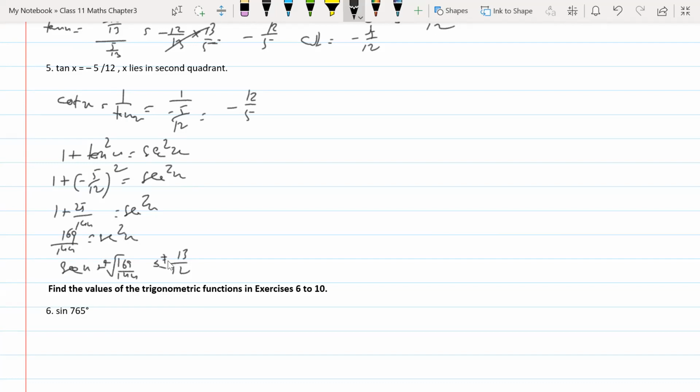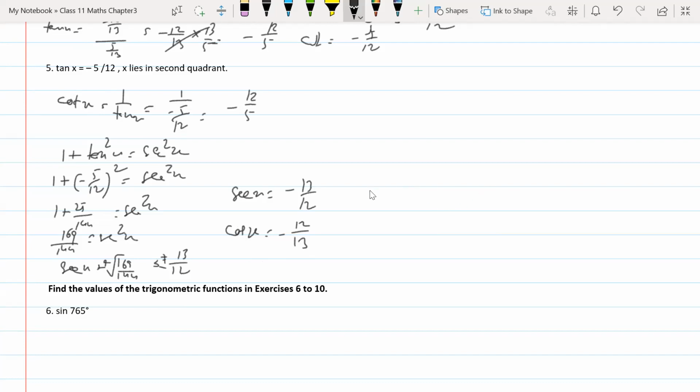Because x is in the second quadrant, secant would be negative, and the reverse of secant is cosine. So cos x is minus 12 by 13. Now we have tangent, cotangent, secant, and cos.